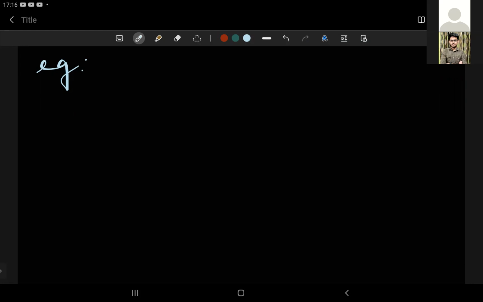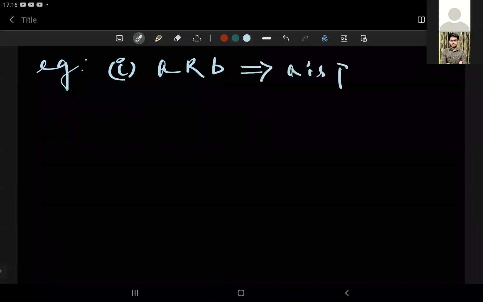So basically, let's say we define a R b. We take several examples over here, and you will get a better visualization. a is parallel to b. Okay, so is this a symmetric relation?